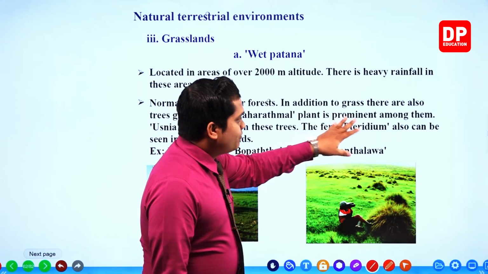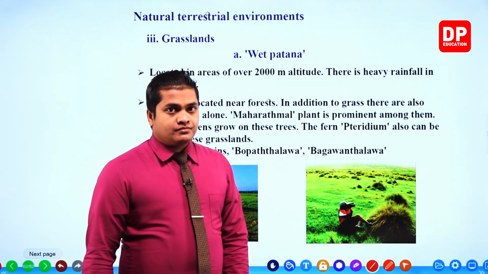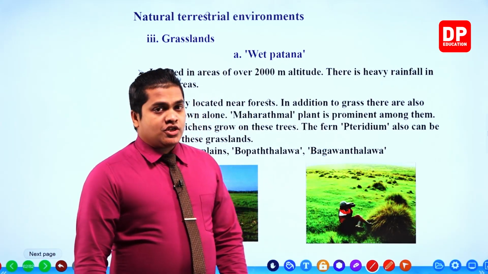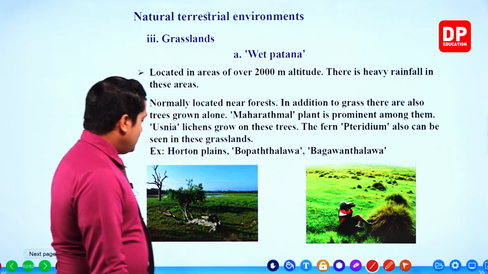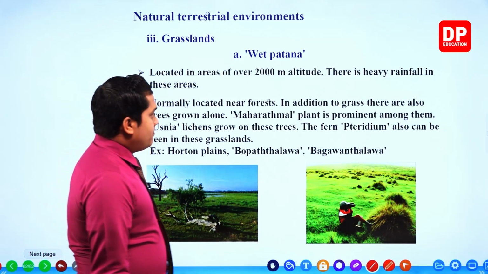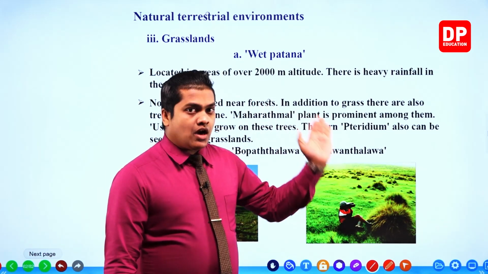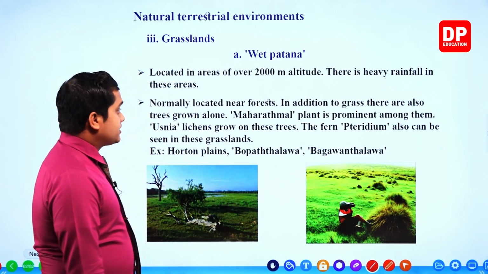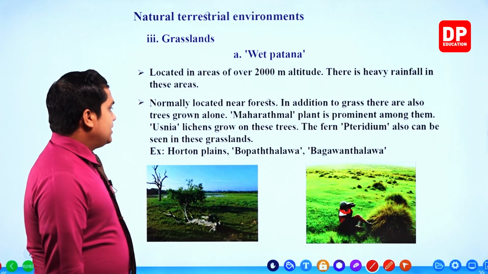Maharatmal plant is prominent among them. So with the grassy lands, my dear children, we can observe plants, and trees also. Maharatmal is a prominent plant that can be observed within these wet Patana grasslands. Okay.